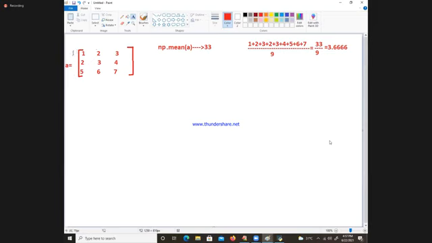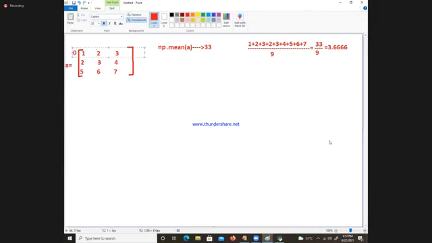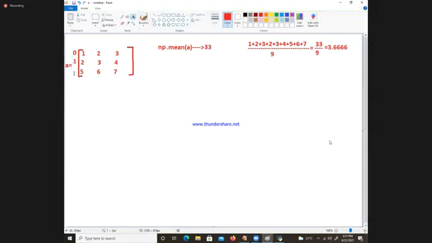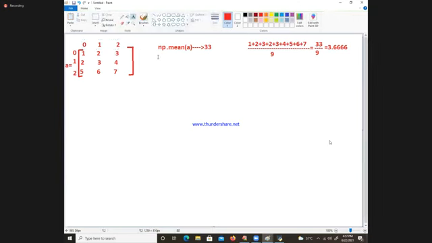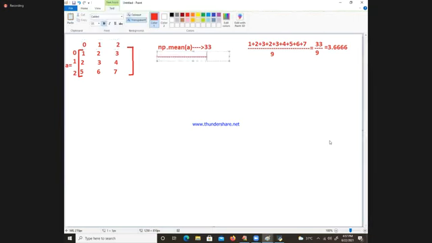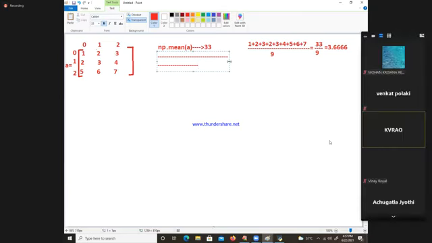What are the positions here you take? Positions I am taking: 0, next 1, and this is 2. This is 2. This is 0, next is 1, and next is 2. Right. This is giving the overall mean, the overall mean of my entire two-dimensional array.